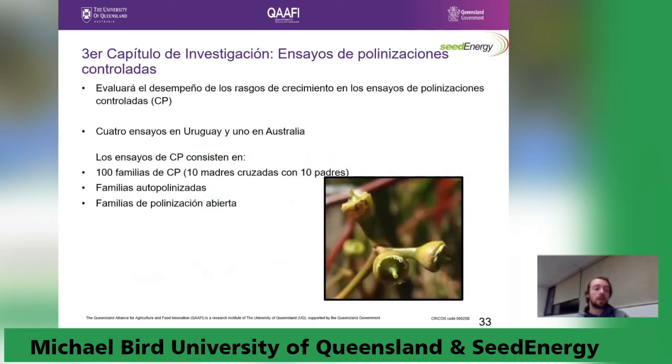So my third research chapter will assess the performance of growth traits in controlled pollinated trials. These trials, spread across Uruguay and Australia, consist of 100 CP families, as well as self families and open pollinated families of the same mother.